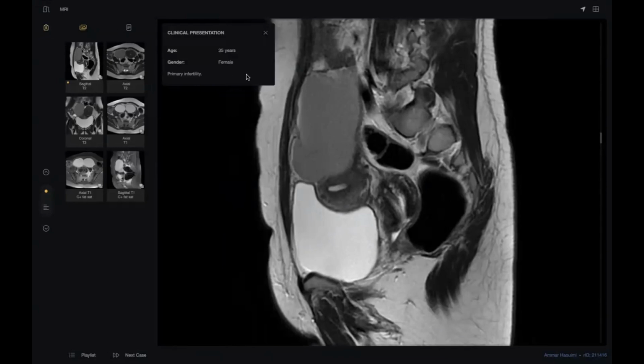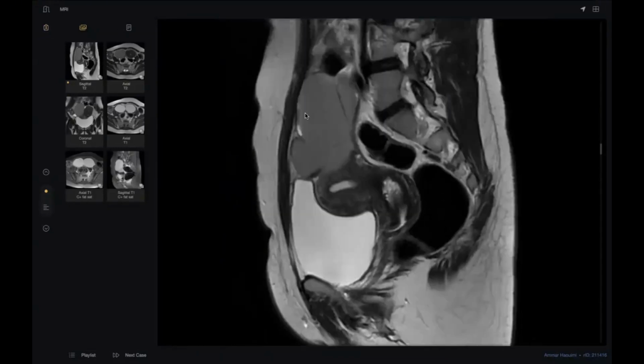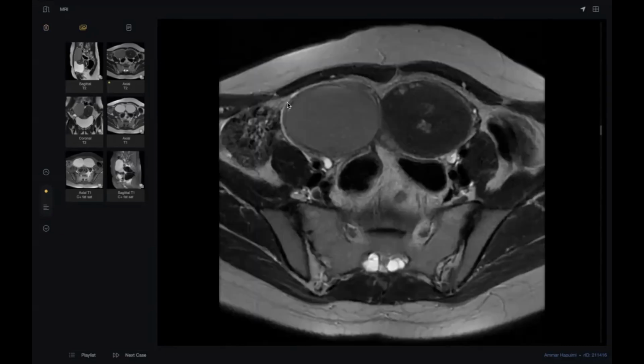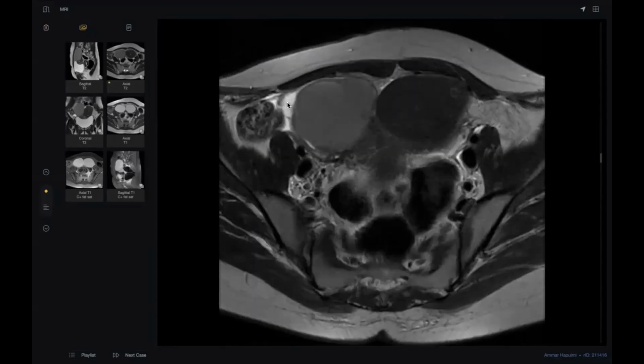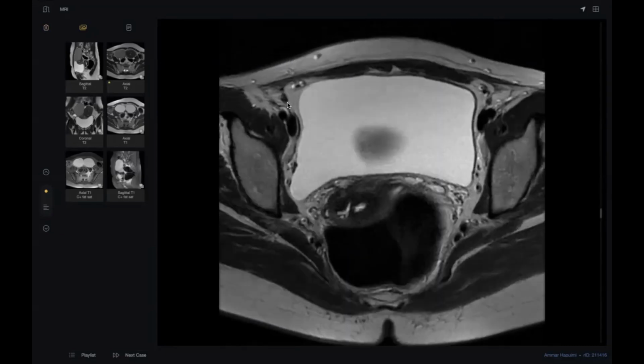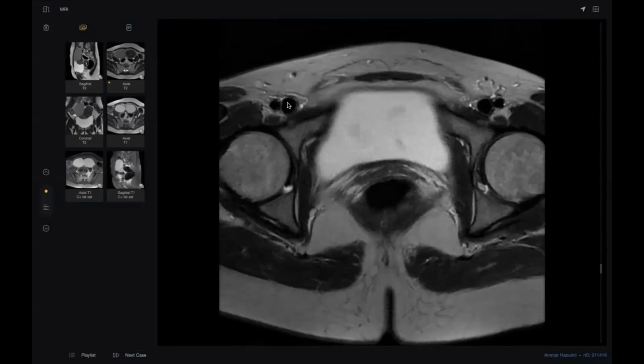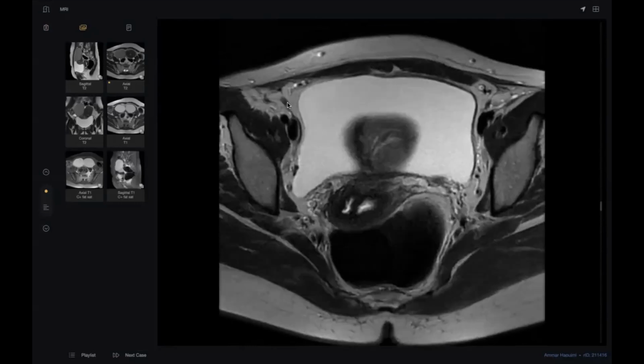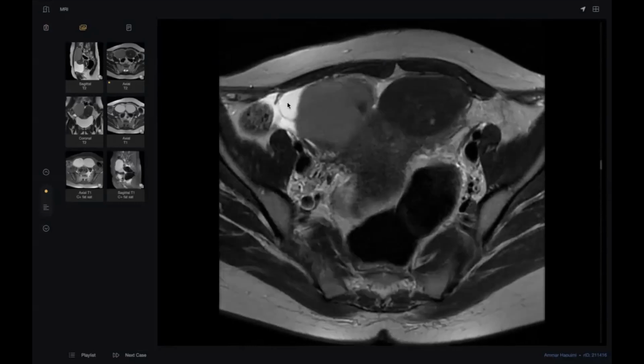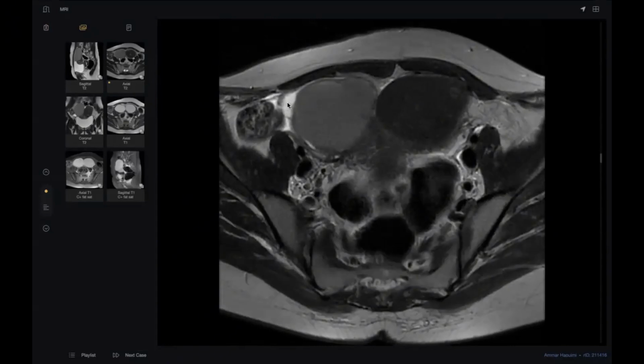This is a 35-year-old female patient presented with infertility. So I've been provided with the MRI scan of the pelvis in T2 weighted axial images.